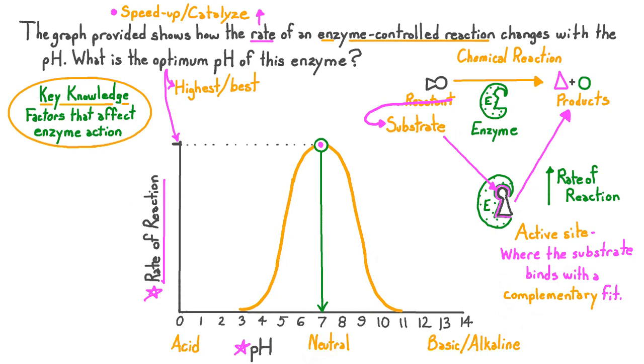And if you're not familiar with the pH scale, here's a quick review. Acids are on the lower end of the pH scale. 7 is neutral, and above 7 is a basic or alkaline pH. Therefore, the answer to the question, what is the optimum pH of this enzyme, is pH 7.